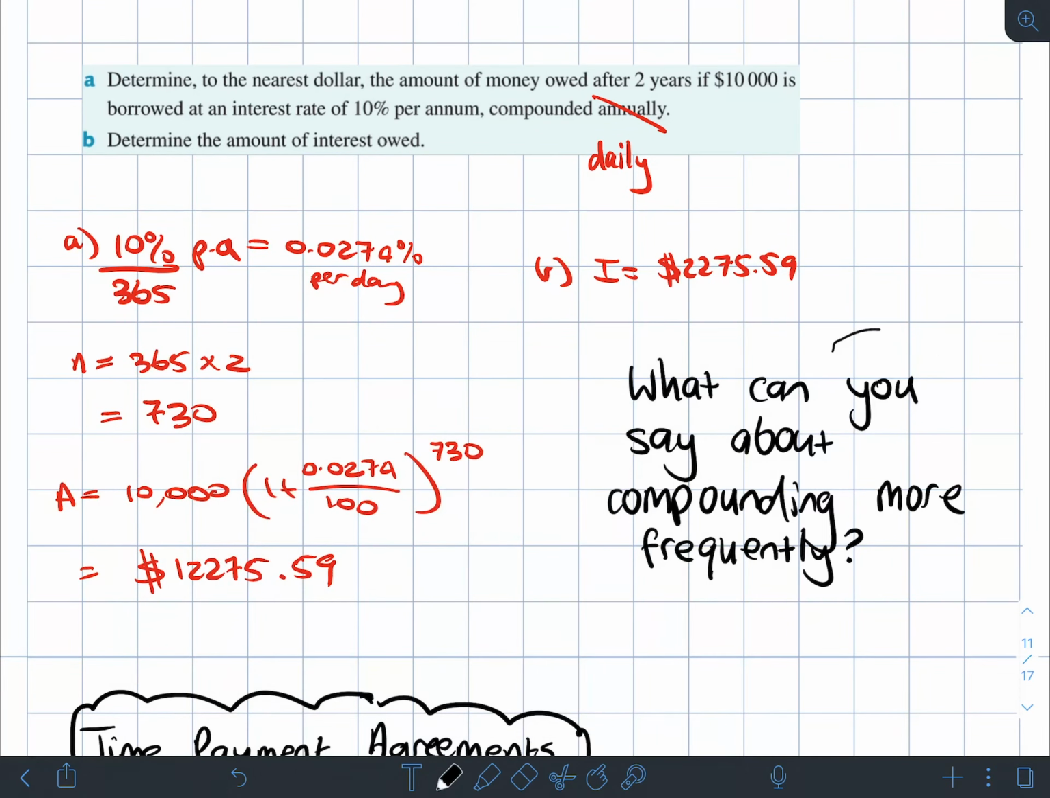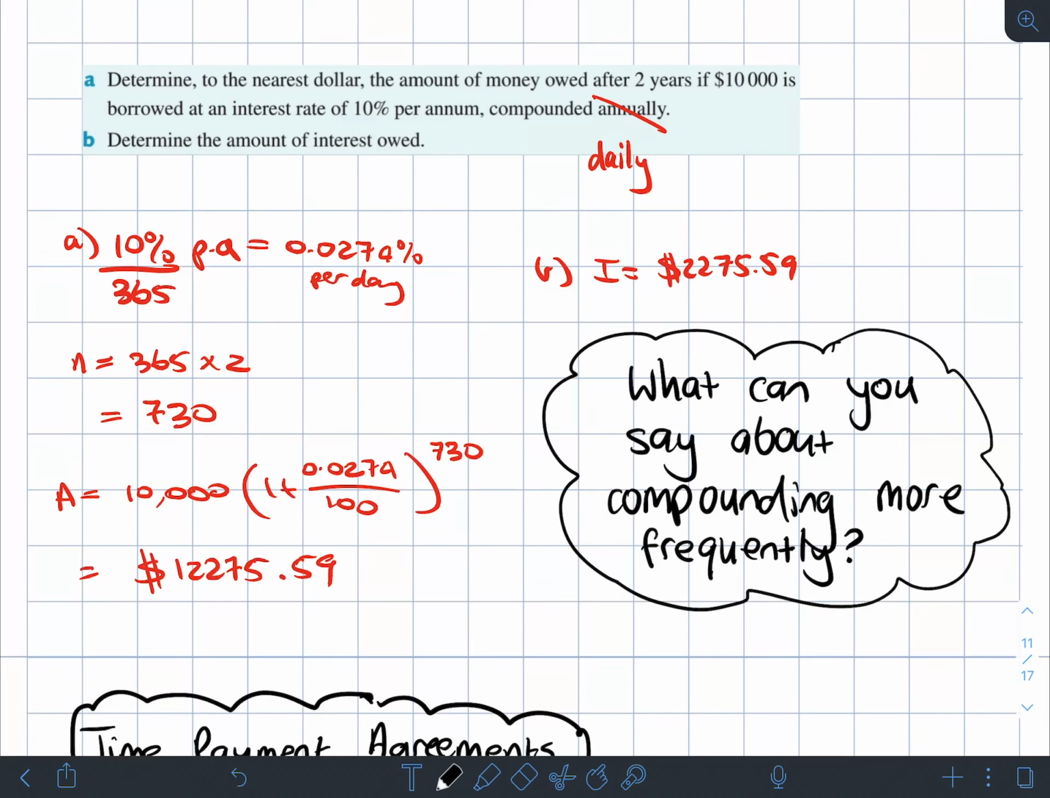So here's the question. What can you say about compounding more frequently? So imagine if we were to compound hourly or even by seconds or minutes, we'd end up with a lot more money after that. But in general, we just restrict ourselves to months, fortnights, and daily compounding.